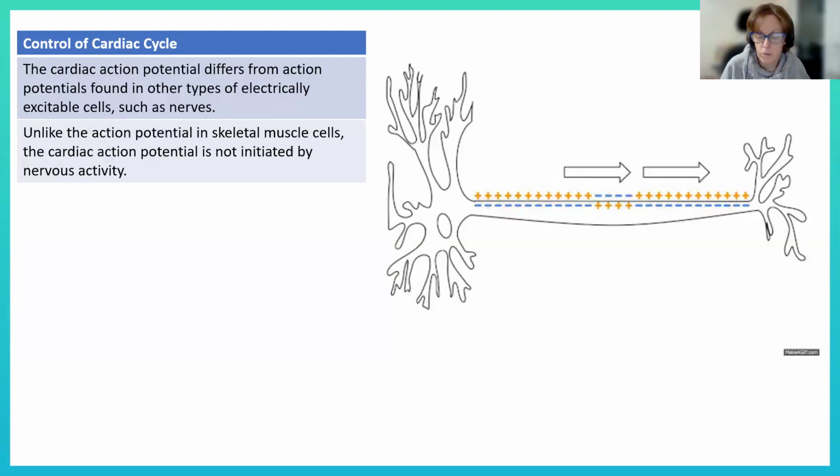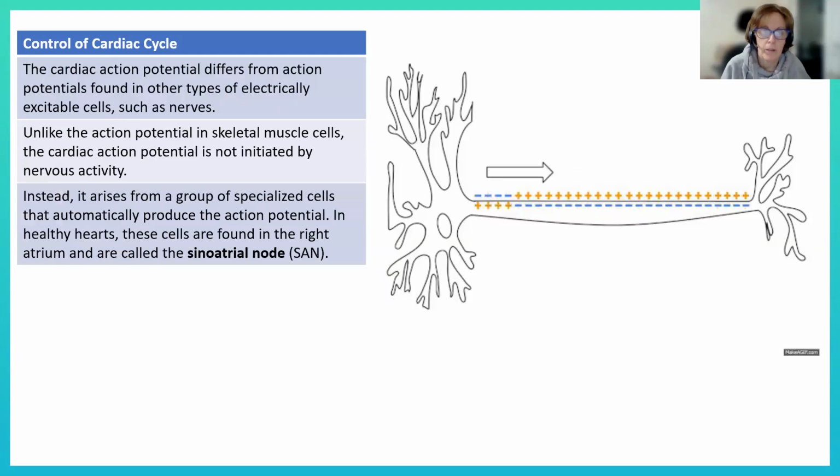It's got nothing to do with nervous activity. That's really important, because if that was the case, if people had a spinal injury, for example, their heart would stop. So there's no nervous stimulation of the heart. It arises instead from a group of specialized cells, and these cells automatically produce their own action potential. So there's no nerve signal. And these specialized cells are found in the right atrium.